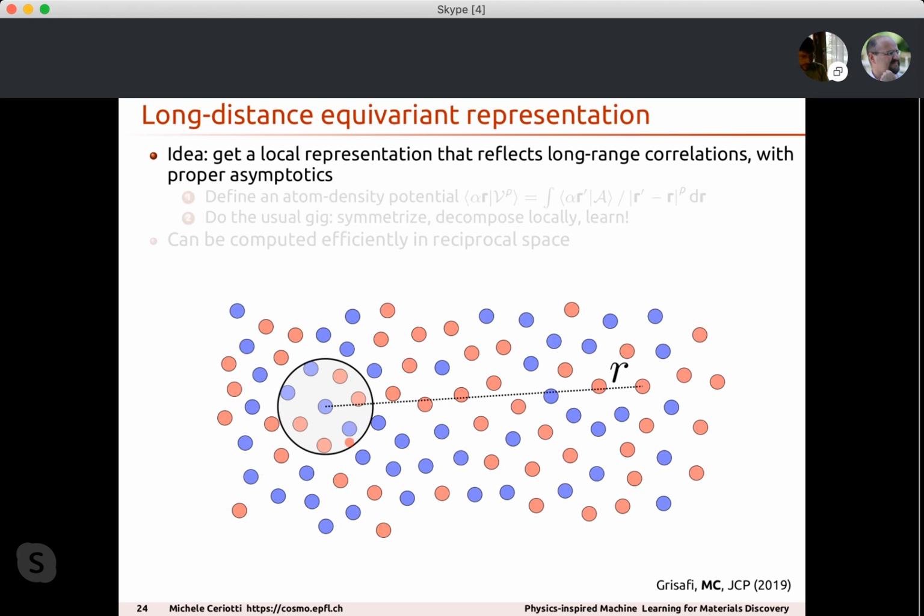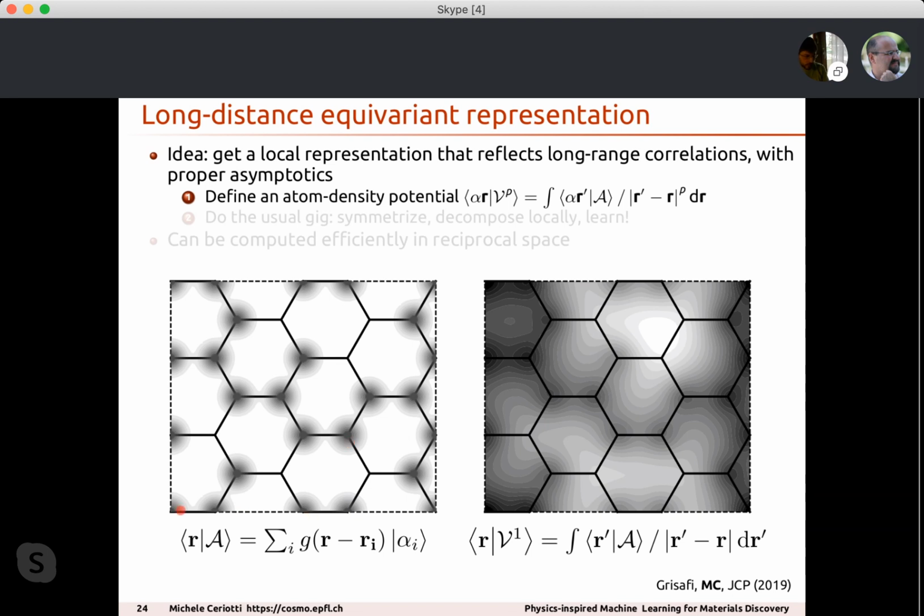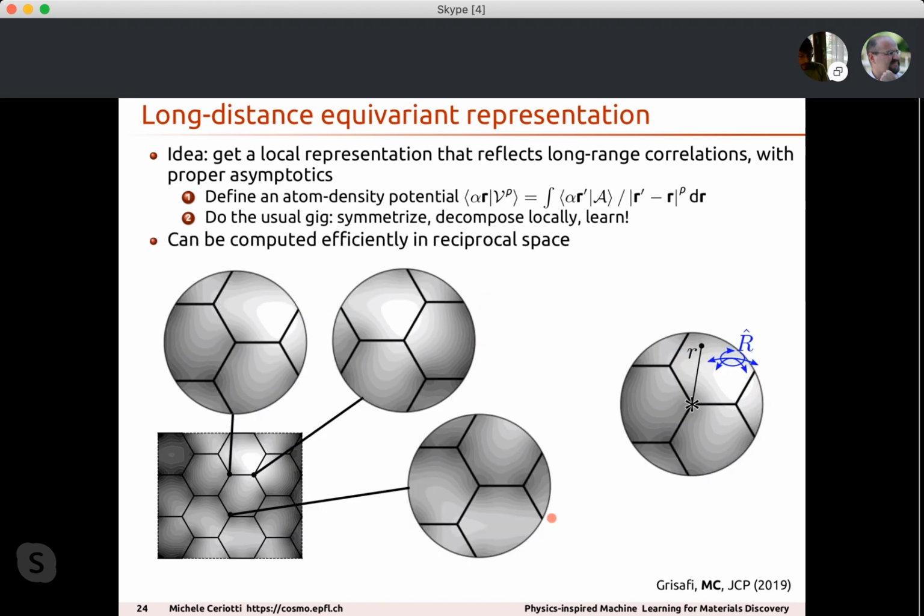So the idea is that we start from this decorated atom density that we use as the foundation for the local machine learning model, and we compute, in the case of the electrostatic potential, just by solving the Poisson equation, the potential that is associated with that density. And then we symmetrize the potential rather than the density.